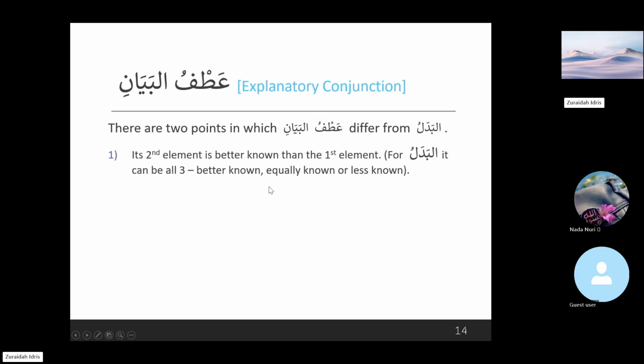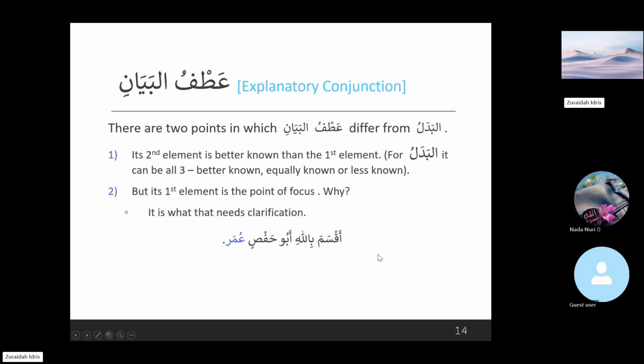That's why a badal is always ataf, because if it's better known, then of course it's atful bayan. Yeah, but its first element is the point of focus. First element, the antecedent, the one that comes before your atful bayan. Why? A very simple reason, because that's what needs clarification. That's our point of focus. This is why we're using the atful bayan, because you want to make it clearer.